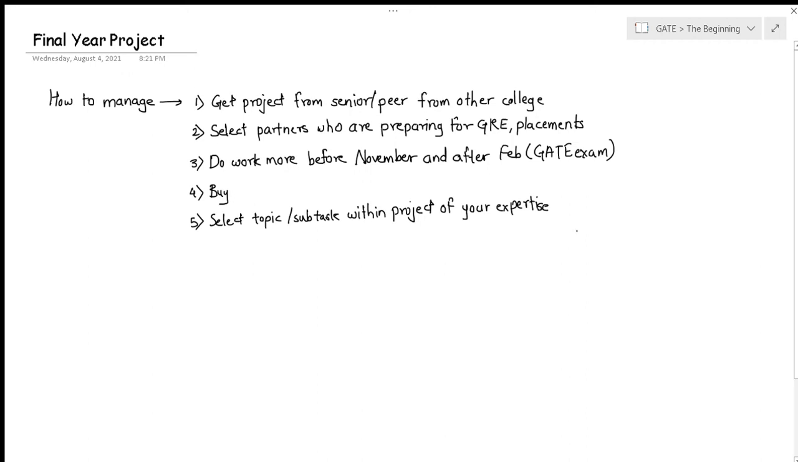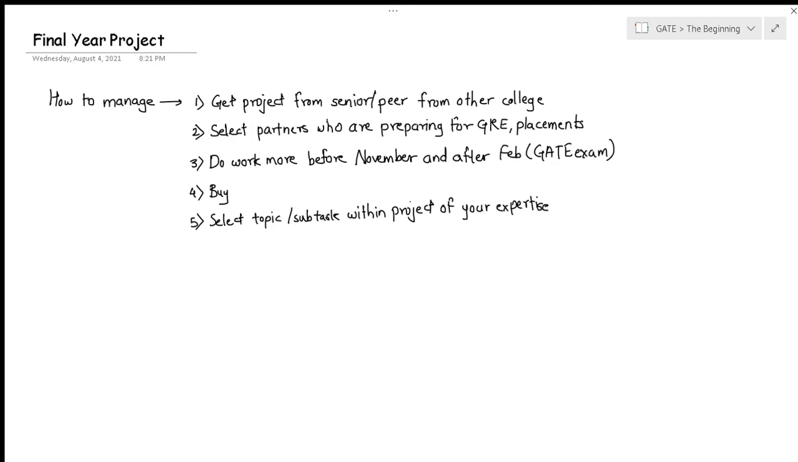Today I'll be talking about how to manage the final year project. Okay, so I understand that it's a very big deal to handle that, and it's very hectic to do also, and because it's very time consuming and it is the thing which you are not very much interested in during your GATE preparation. So let's see what these ways are, and these are some ways which I came across, and I have seen people do it.